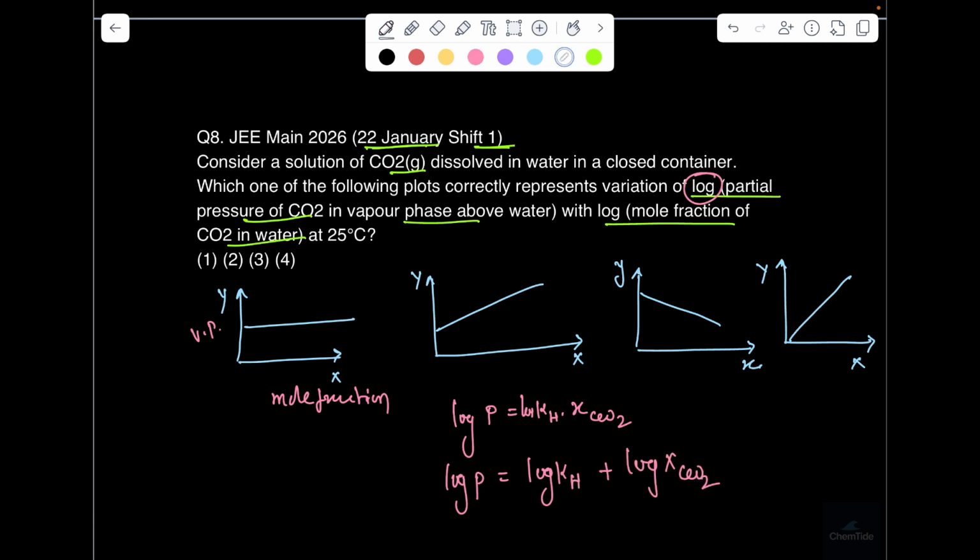So with y equal to mx plus c, the intercept will be equal to log of Kh. So that could be the intercept, log of Kh. The rest is the equation. So that should be the answer. The second is the right answer.